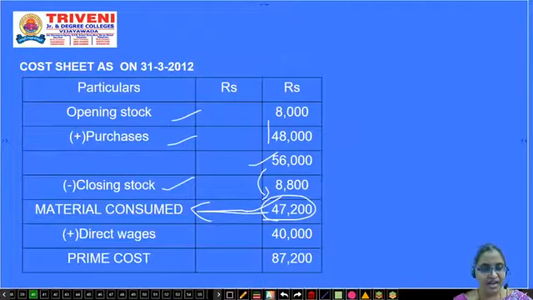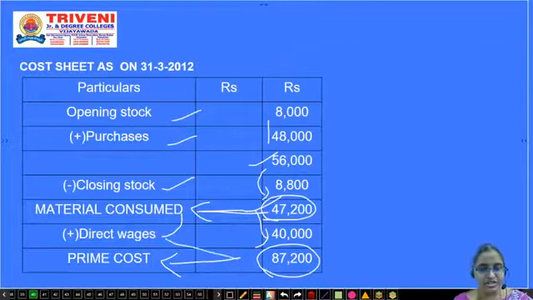Next, add direct wages. The direct wages given in the sum was 40,000. So 47,200 plus 40,000, these two items must be added. You got the amount 87,200. It was named as prime cost. Material consumed plus direct wages, the amount was 87,200. It was called prime cost.